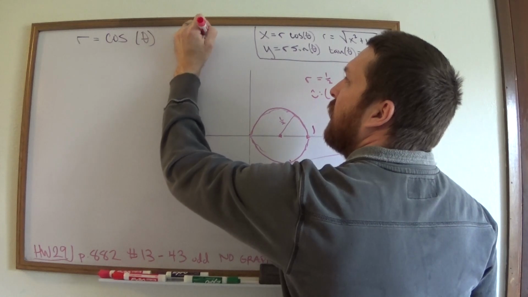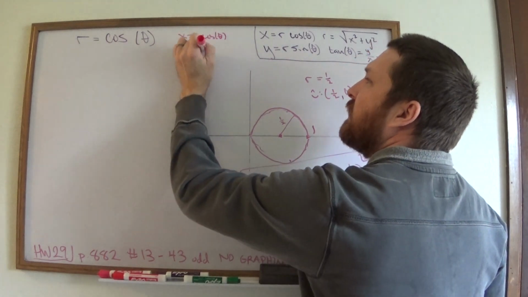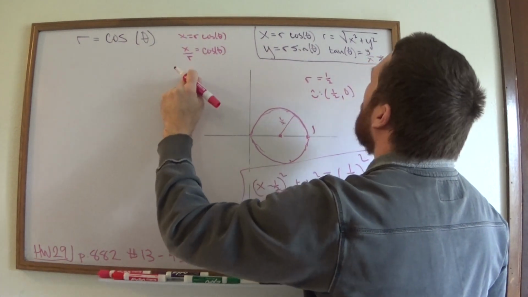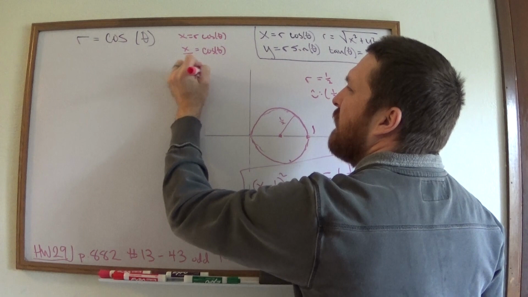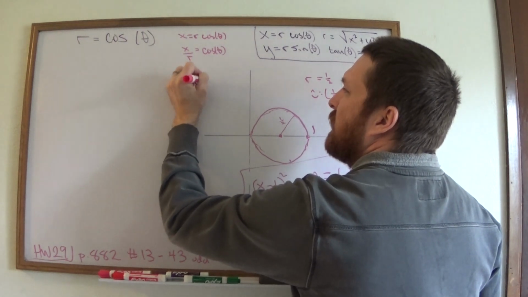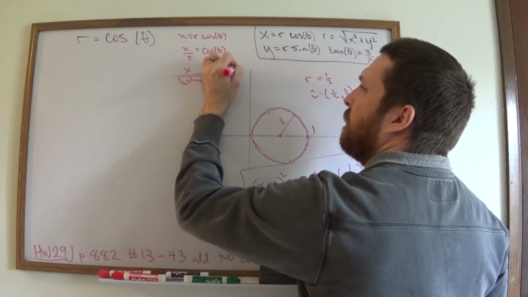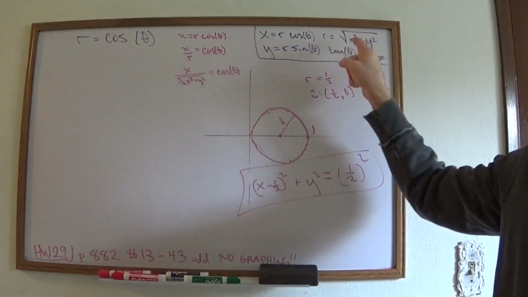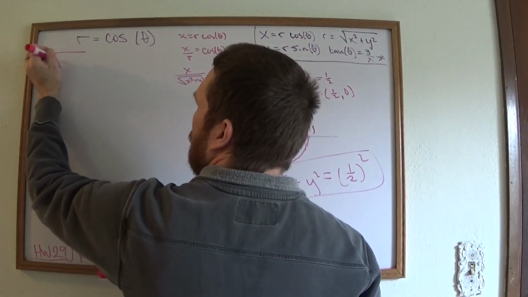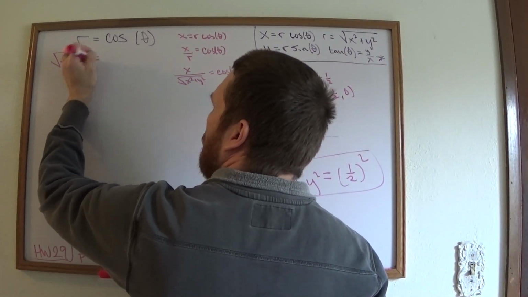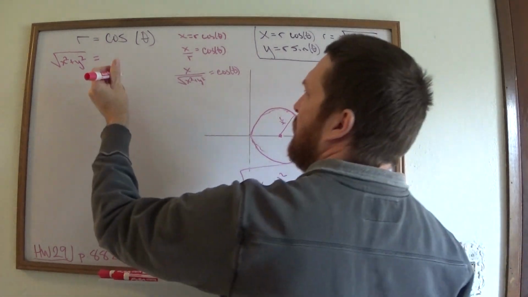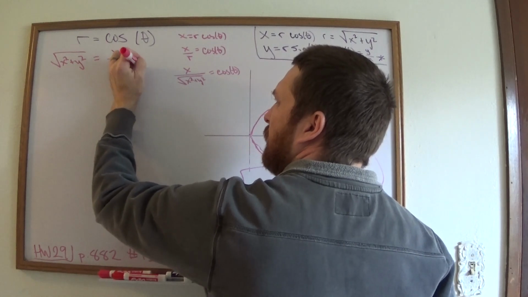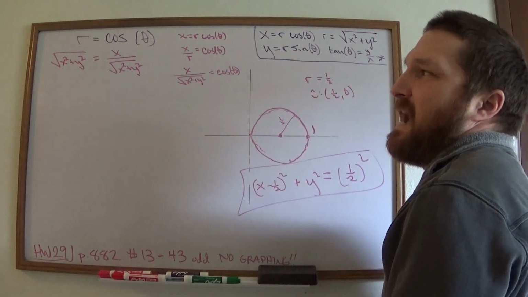If x equals r cosine theta, then cosine theta is equal to what? X over r. But if r is equal to that, we could rewrite that as the square root of x squared plus y squared equals cosine theta. And so now we just replace everybody. The r on the left-hand side is the same thing as root x squared plus y squared. The cosine on the right-hand side is the same thing as x over root x squared plus y squared. What do you think I might want to do now?